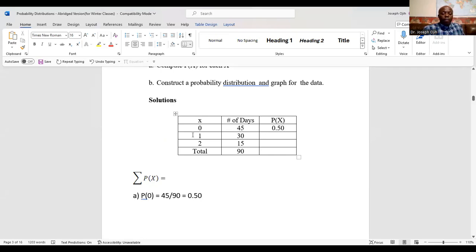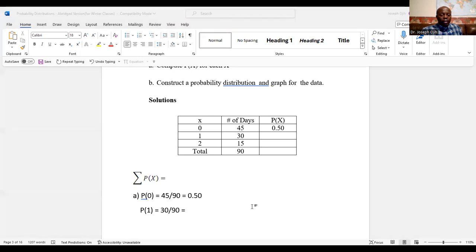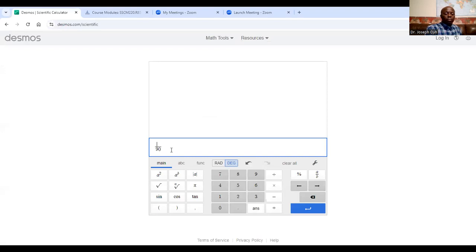Now, next is the probability of 1. P of 1 is going to be equal to 1. For 30 days, they rented one chainsaw, so 30 over 90. We're going to have 30 divided by 90, which gives me 0.333, so 0.33 rounded.